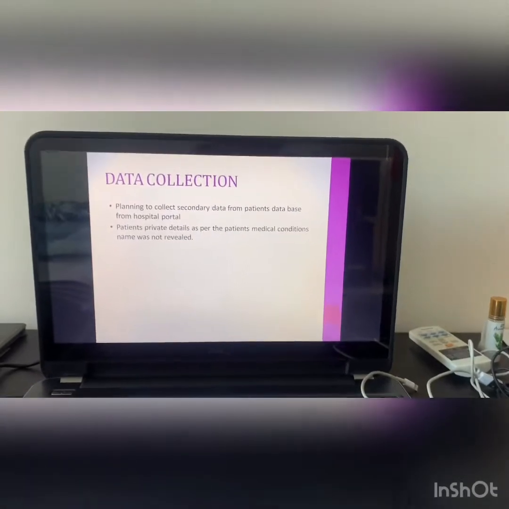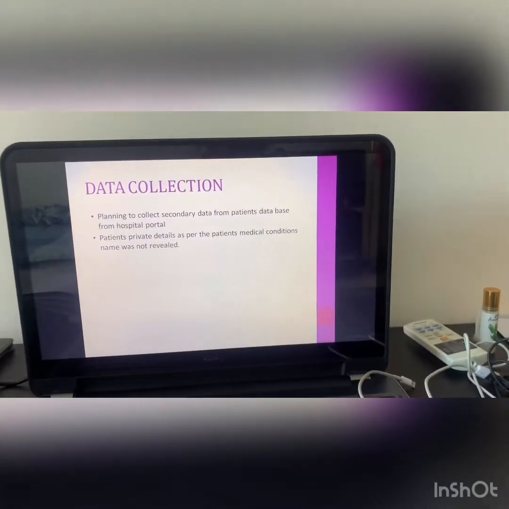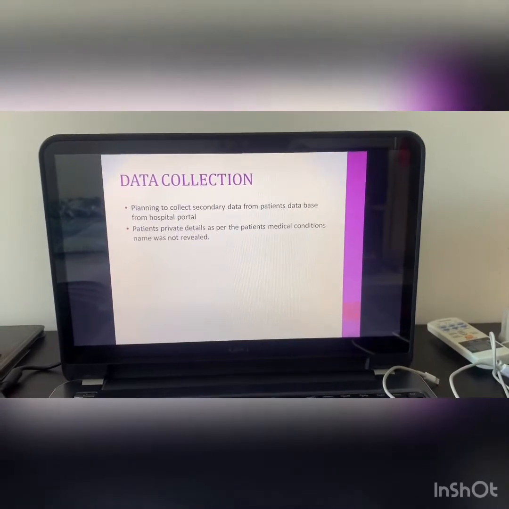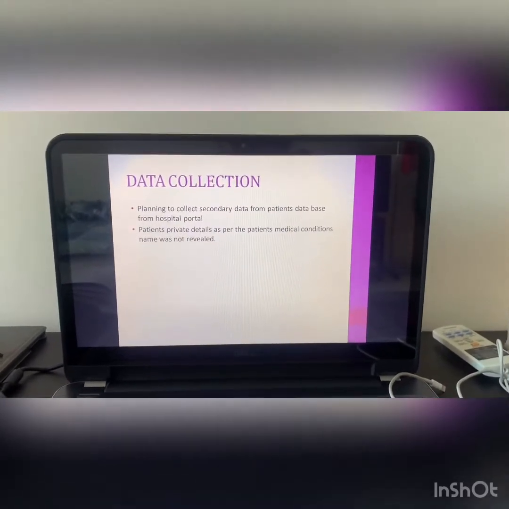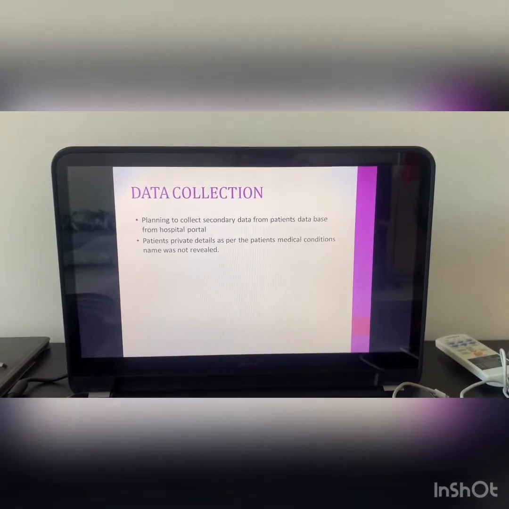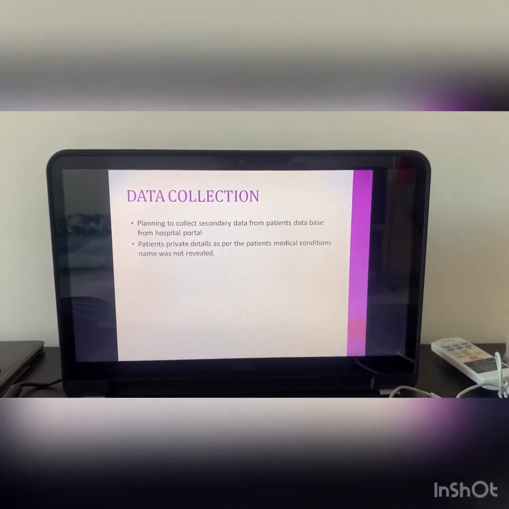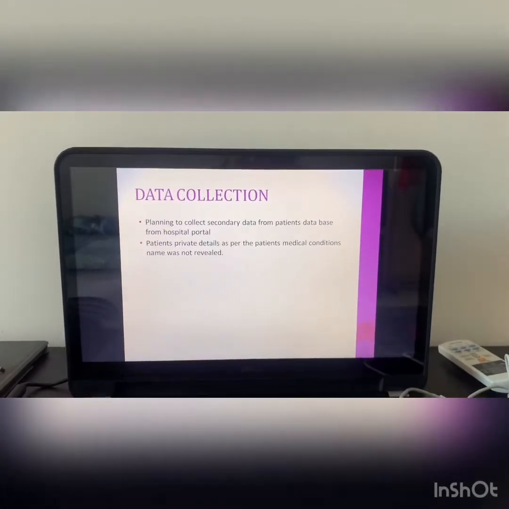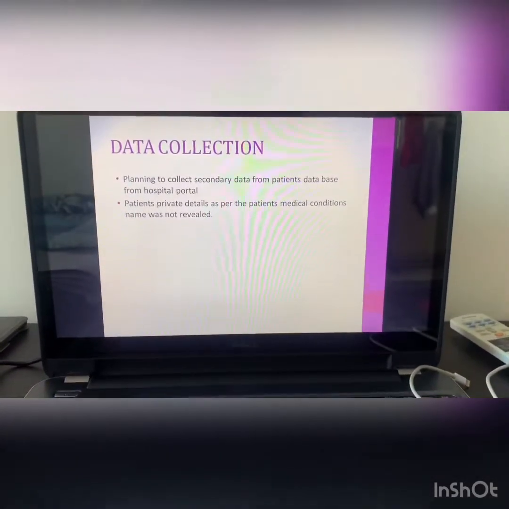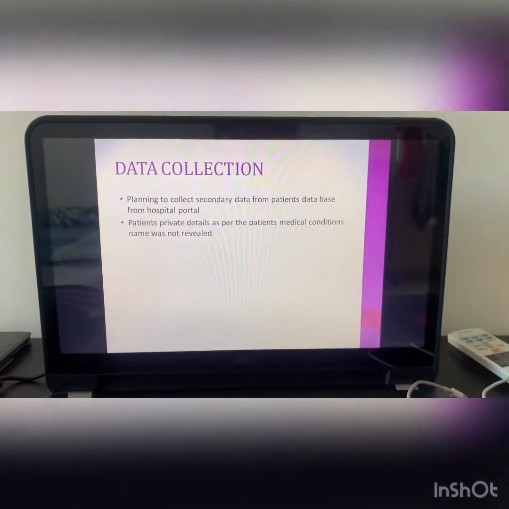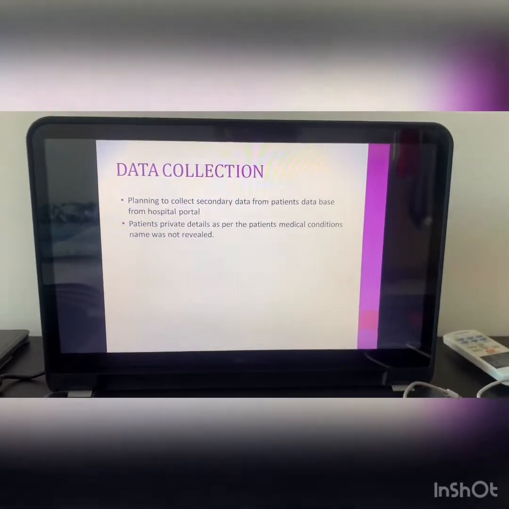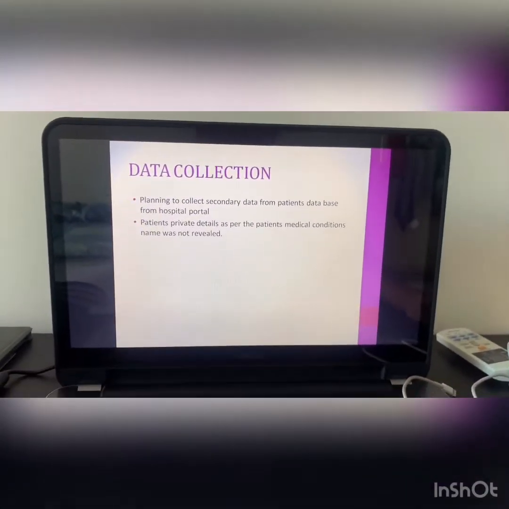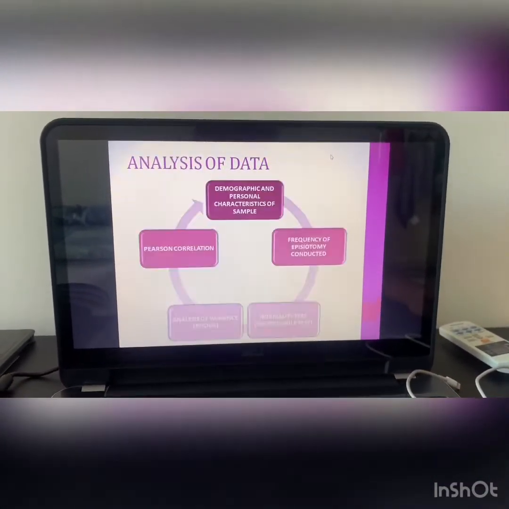So for the research, the data was planned to be collected as secondary data from the patient database from the hospital portal. The patient's private details, such as medical condition, name, and address, were not revealed. Other than that, the data needed, such as the patient's age and the parity, will be collected from the hospital database.